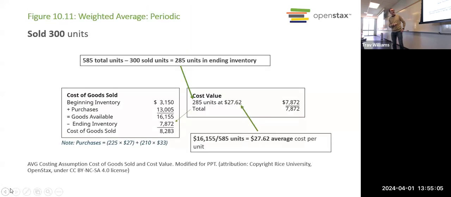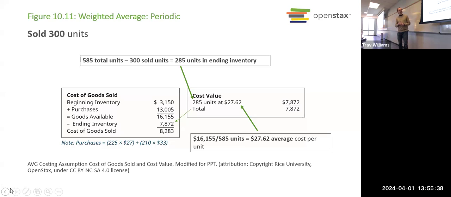Okay, well, let's think about it. How would we figure out the average cost per unit based on the information that's provided to us? We use the total cost of all the inventory and divide it by the total number of units, and that'll give us an average. You multiply the units by the cost of each lot, add them together, and divide by the number of units you have.